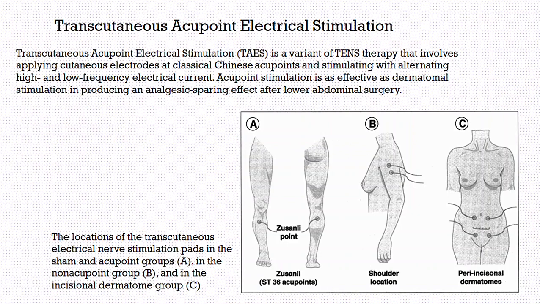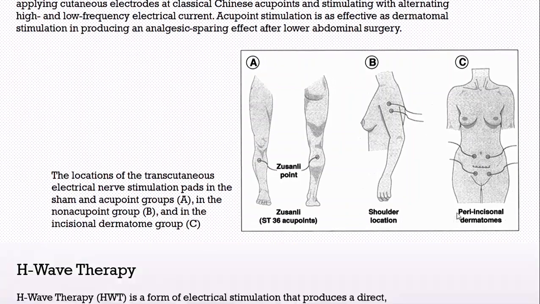And acupoint stimulation is as effective as dermatomal stimulation in producing an analgesic sparing effect after lower abdominal surgery. So here we can see the three types of locations: the acupoint group, non-acupoint group, and the incisional dermatome group. This one, the lower abdominal surgery one.